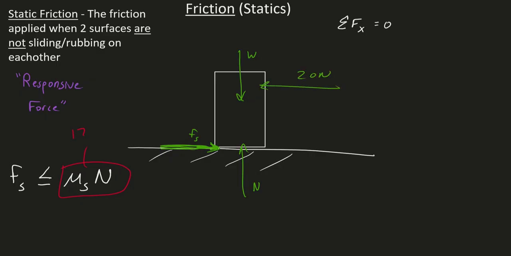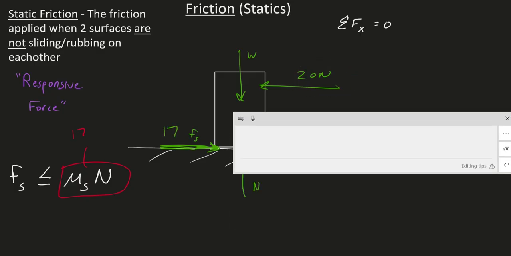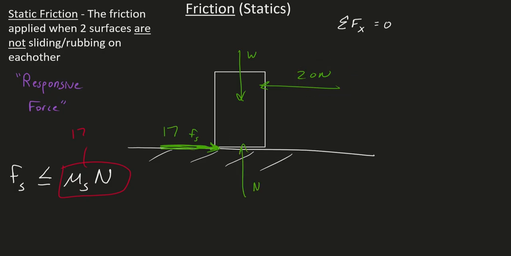Of course my 20 newtons is going to beat that 17. And as a result of this, the crate will start to move to the left. So, just know that this is the maximum force that static friction can produce.